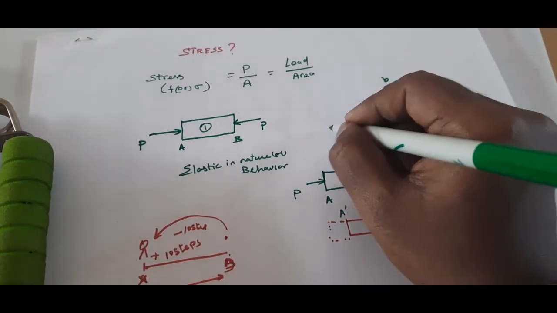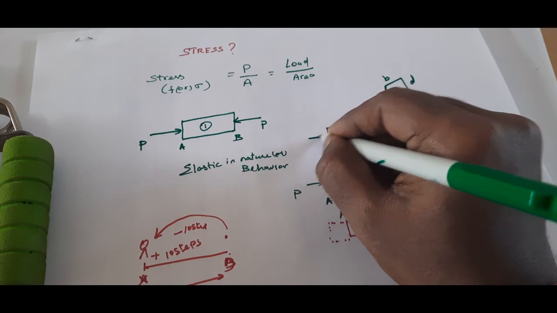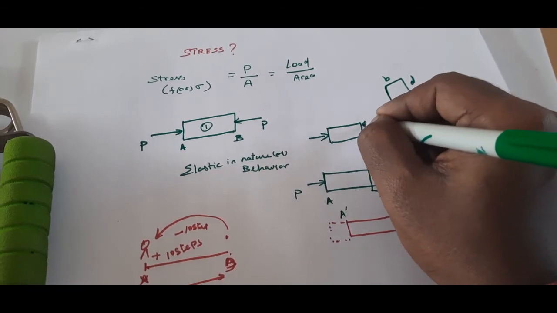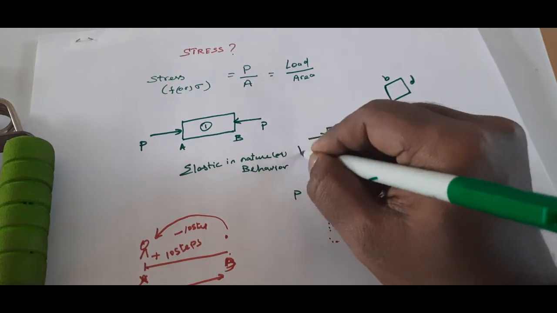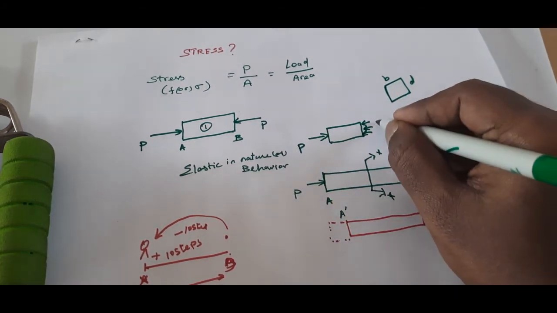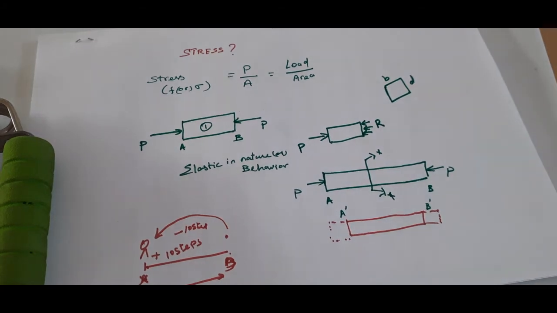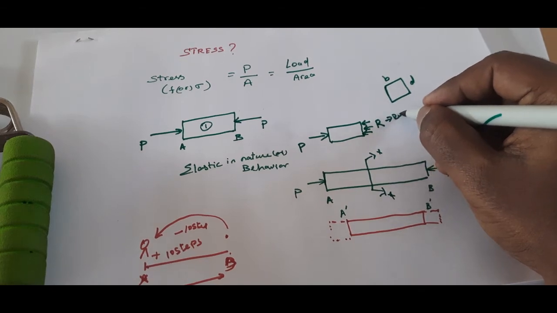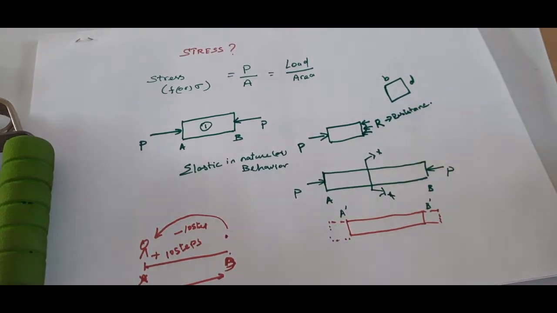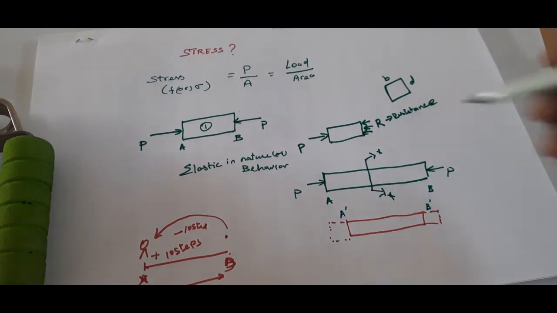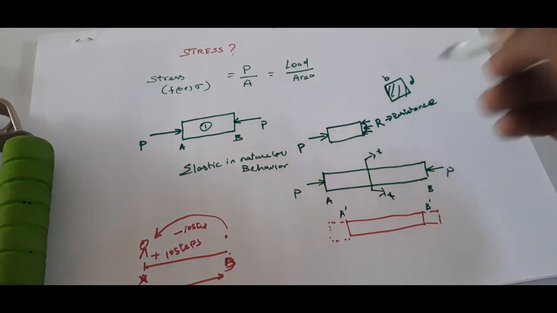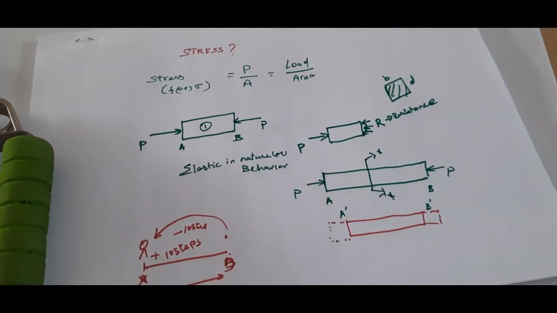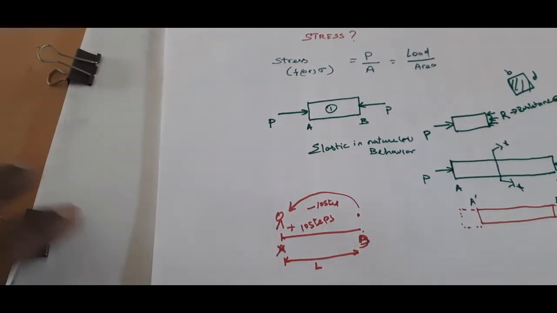So let me cut this section. I am applying P, which means there is some force acting against P. This force is called R, the resistance. R is nothing but the resistance created. Now, taking the total area, the resistance created per unit area is the stress.